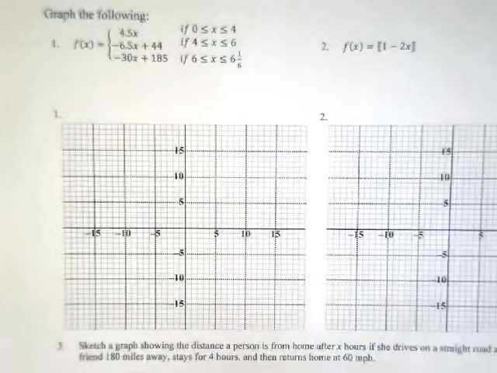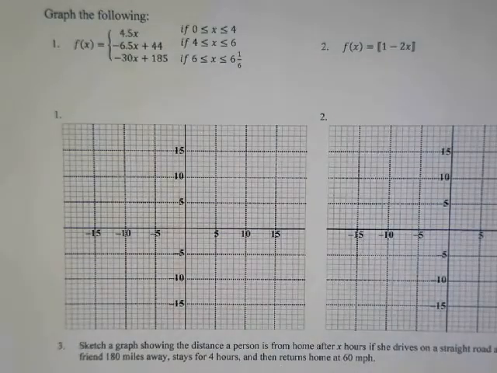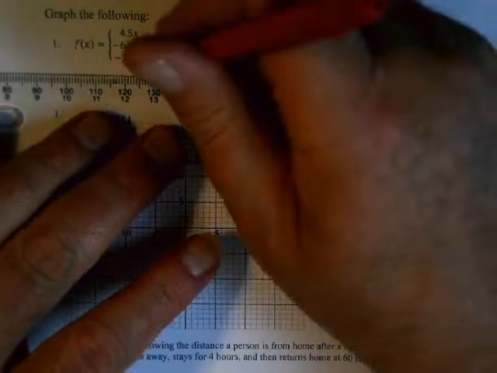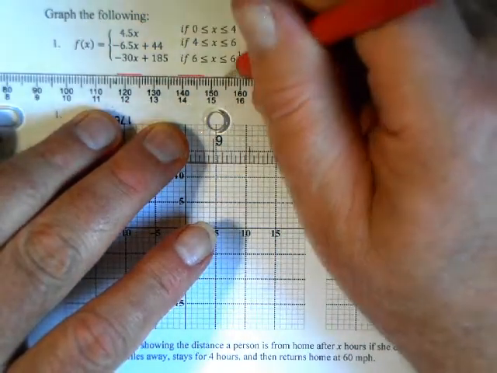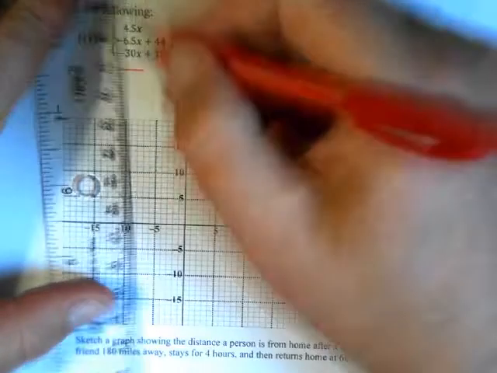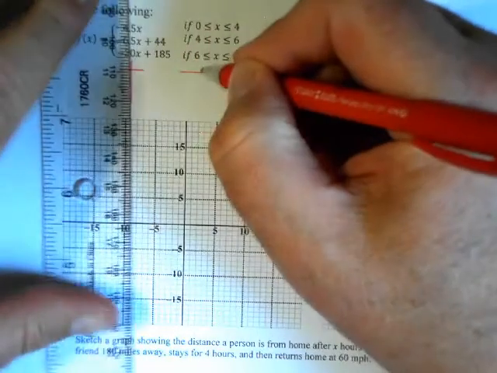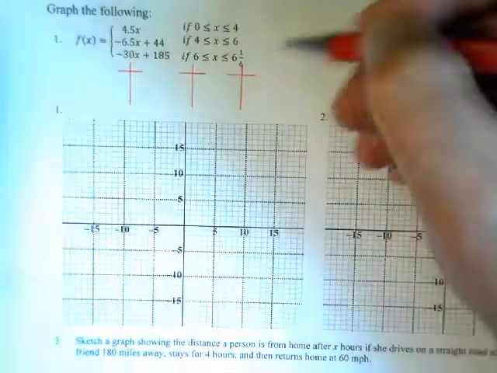So in this first case, we're going to look at a piecewise function. One of the things that you could do is just make a series of t-charts here for values to graph over the different intervals.